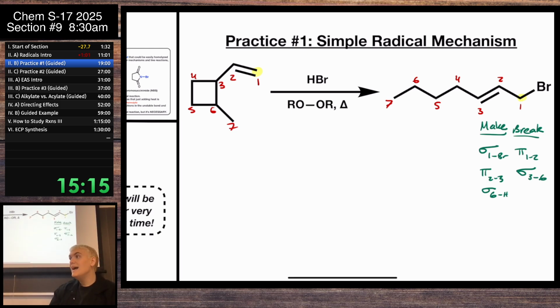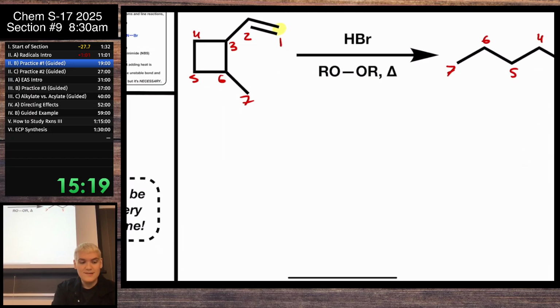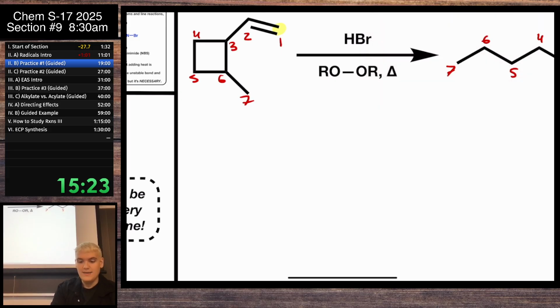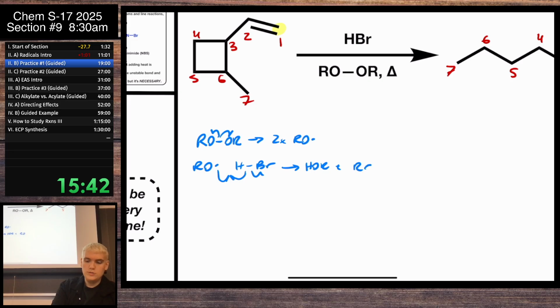But I mean, kinda. So, starting off, we do this the same every time, and I'm going to write it as fast as I possibly can so I can then start thinking about the real reaction. ROOR, we homolytically cleave. We get 2 RO dots. RO dot interacts with HBr. These come together and form HOR plus RO dot. Or sorry, not RO, BR dot.